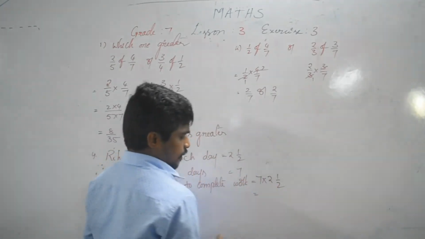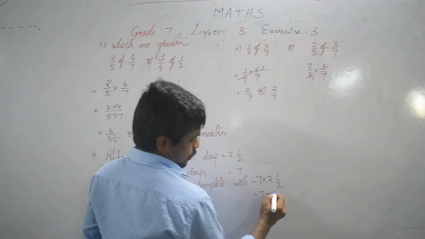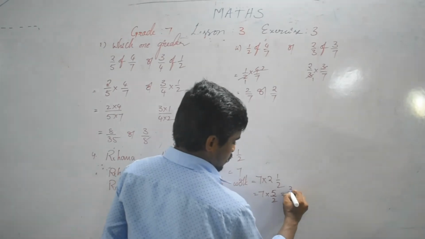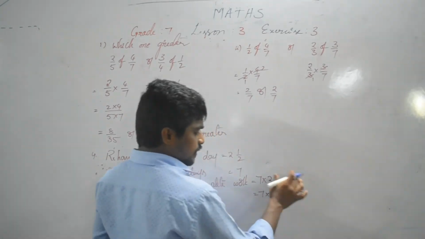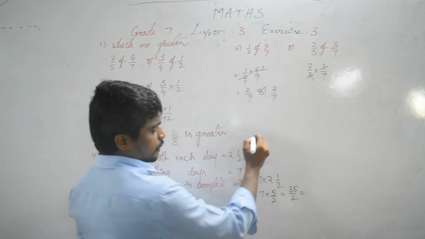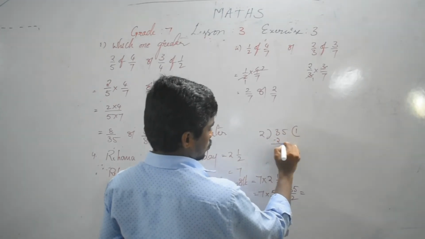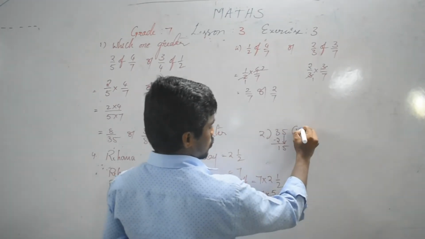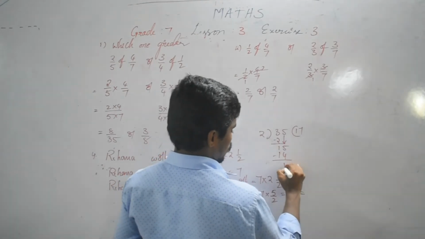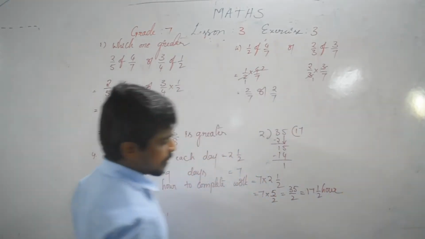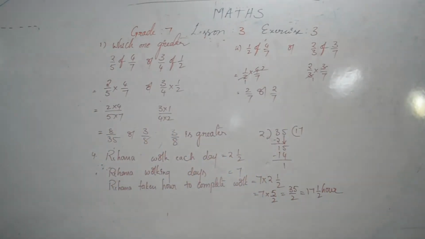So total 17.5. 7 cross out, 2 2s are 4 plus 1, 5 by 2. 7 5s are 35 by 2. This one we convert into a mixed fraction. 2 7s are 14, remainder 1. So 17 and a half hours. Rehana completes her work.